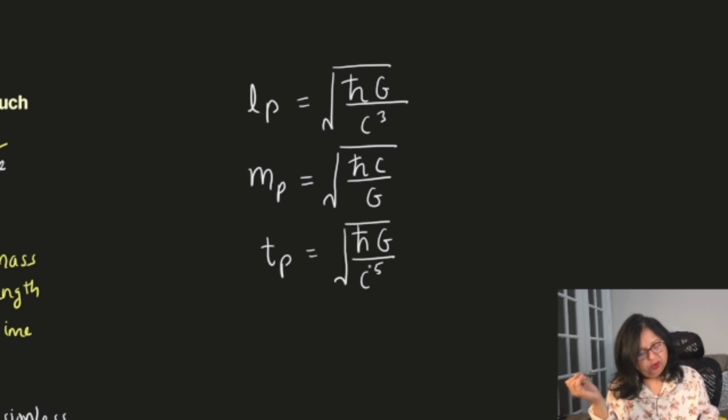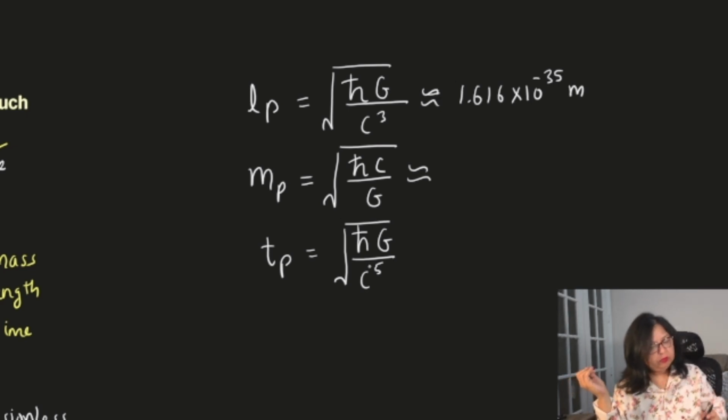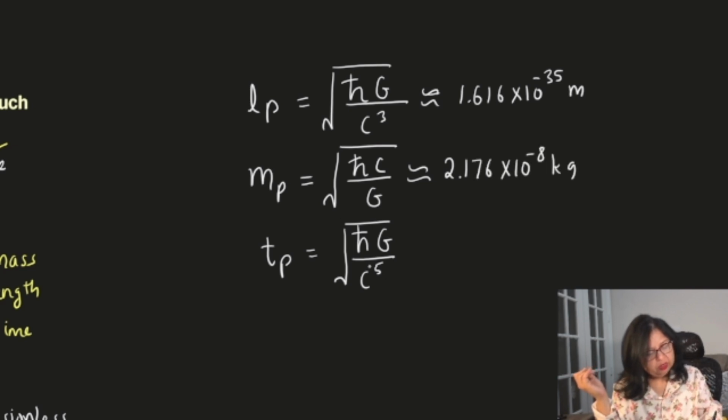And last is TP. That's going to be h bar g over, not cubed, it's 5. Now, as far as their values go, Planck's length is approximately equal to 1.616 times 10 to the power minus 35 meters. Planck's mass is 2.176 times 10 to the power minus 8 kilograms, and the time is 5.391 times 10 to the power minus 44 seconds.